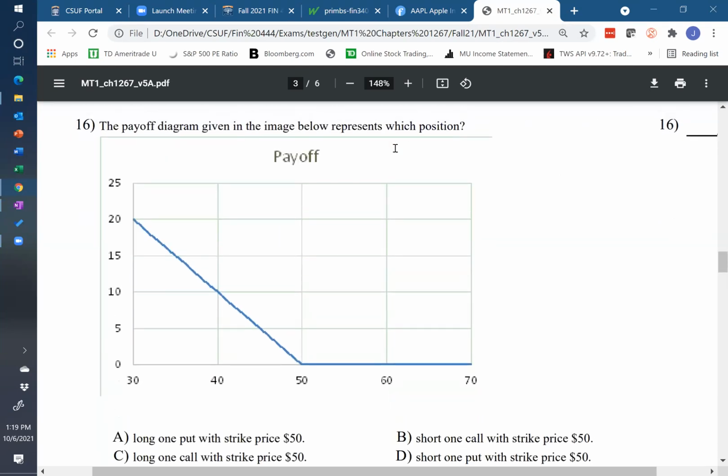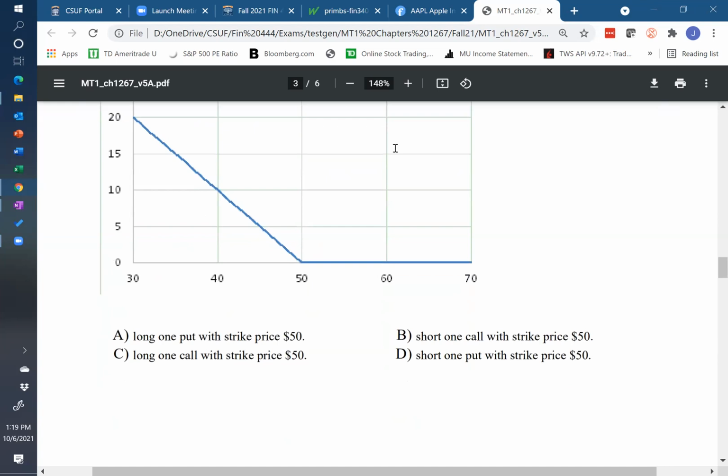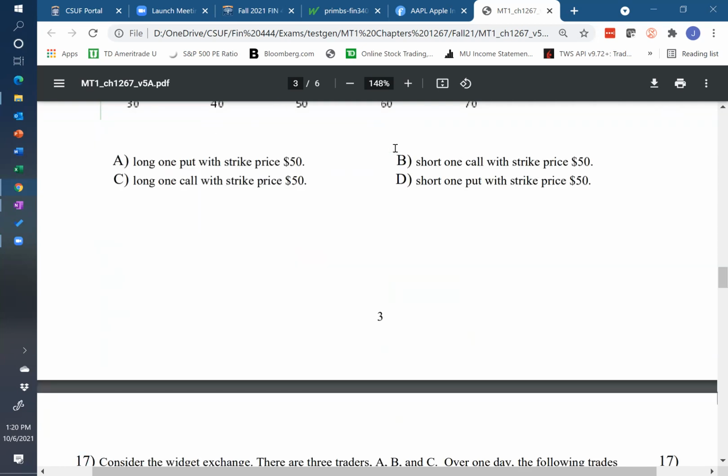All right, 16 is an easy one. Payoff diagram represents what position? Long a put with strike 50, right? That's an easy one. Long a put with strike 50.